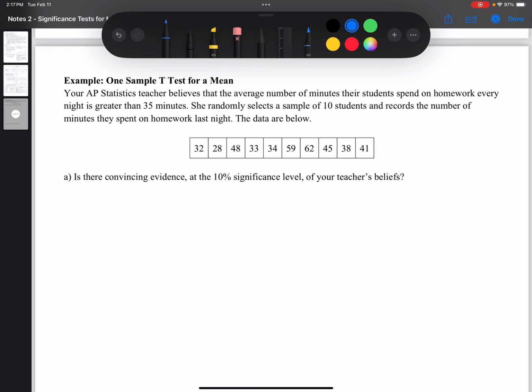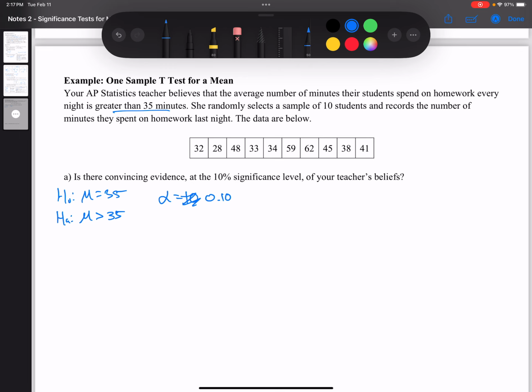So we have a null, and we're going to have an alternative. The teacher believes that they're spending more than 35 minutes. So the claim is that the mean is going to be 35 minutes, but they believe that it's greater than 35 minutes. And then we're going to have an alpha of 0.1, because we have a 10% significance level, that's our alpha.